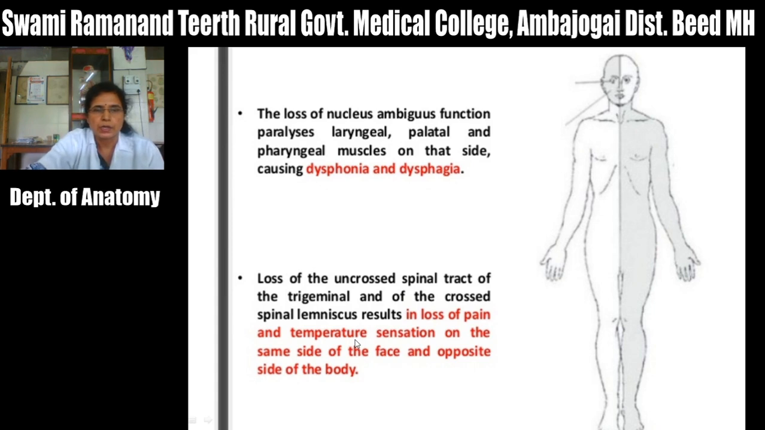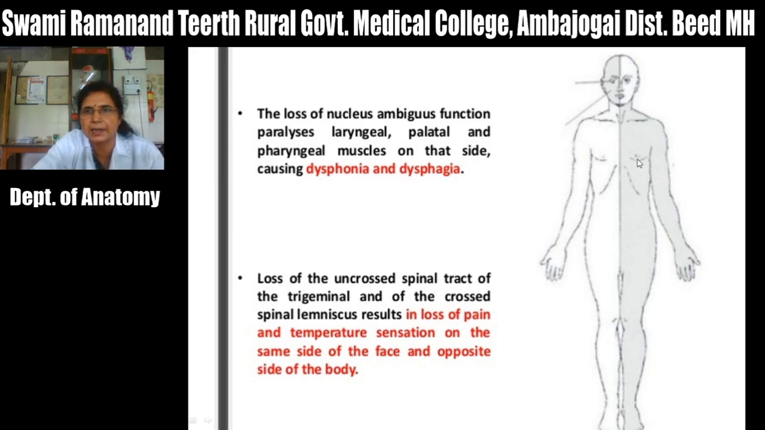Now there is loss of pain, touch, temperature, that is a loss of pain and temperature sensation on the same side of the face. Why is there loss of temperature on the same side of the face? Because there is damage to the nucleus of the spinal tract of the trigeminal nerve, which carries the sensation from the same side. And there is loss of pain, touch and temperature sensations from the opposite side of the body, because there is damage to the spinal lemniscus, which carries sensation from the opposite side of the body.